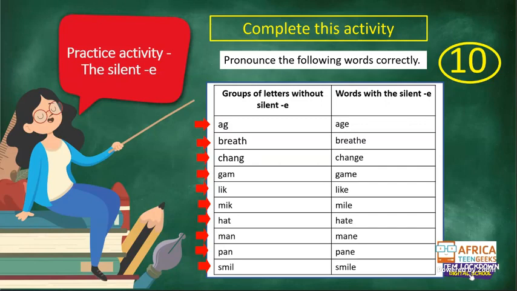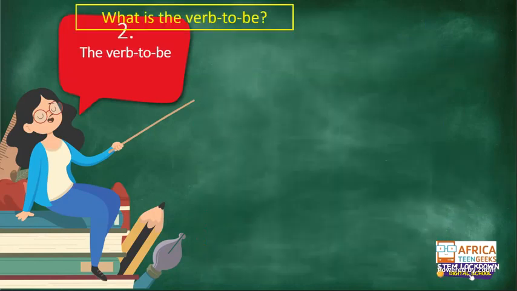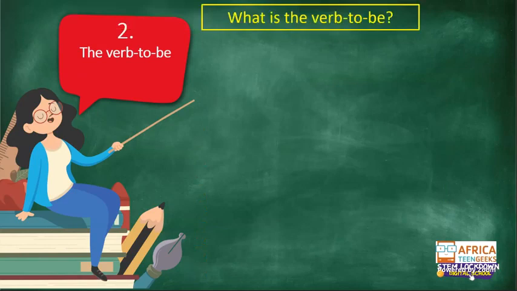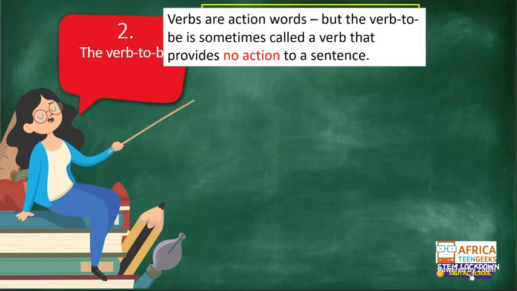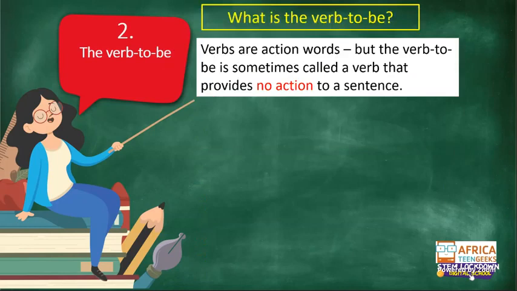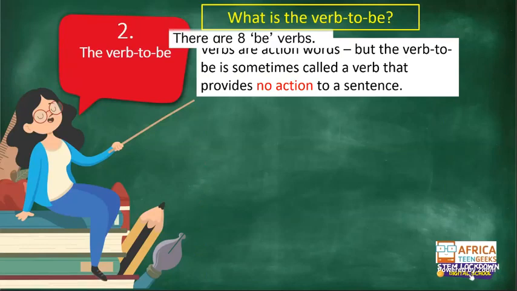Let's go on. Now we're going on to the verb to be. And we've done it before, but now it gets a bit more difficult. So you know that the verbs are action words, but the verb to be is not an action word. It's called a verb that provides no action to a sentence. And there are 8 verb to be's. Am, is, are, was, were, be, been, being. Okay?